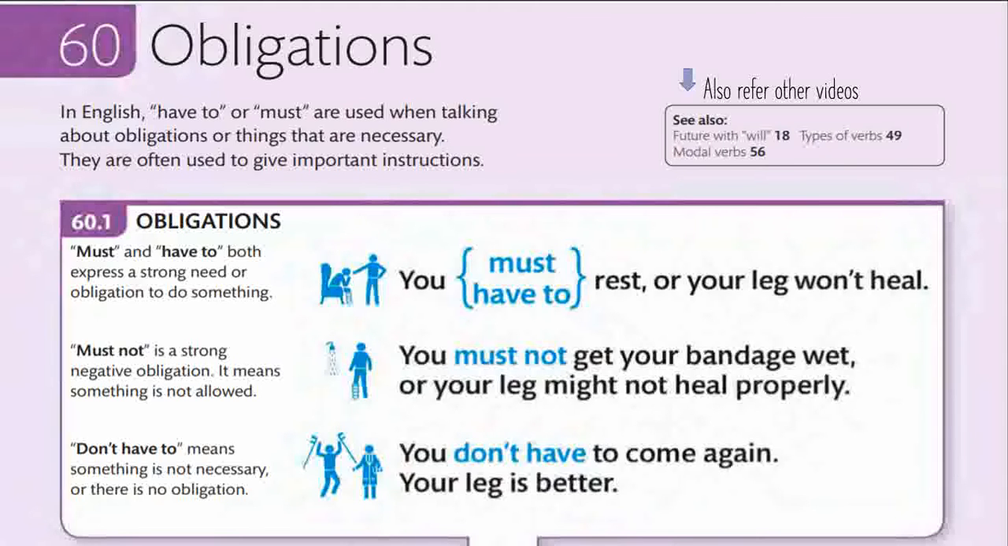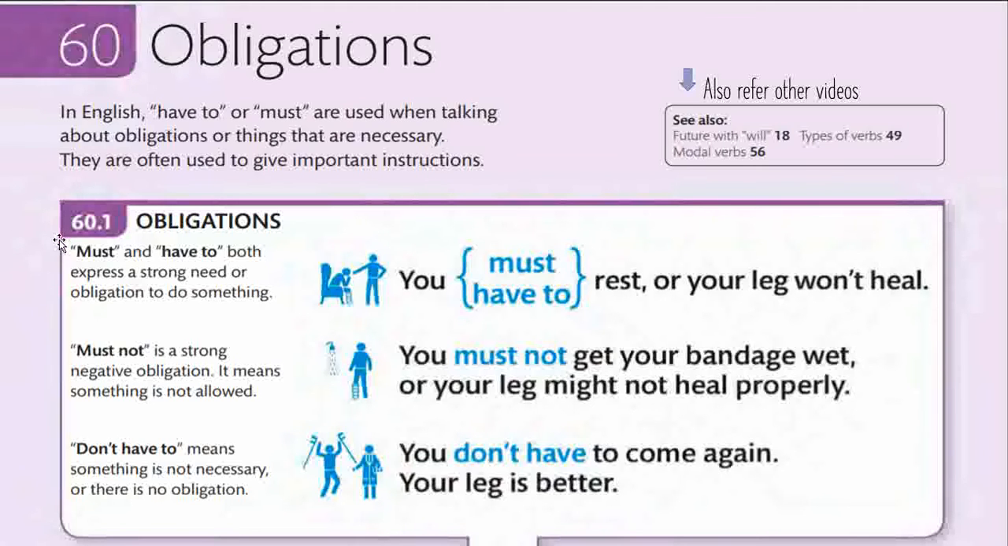Obligations. In English, have to or must are used when talking about obligations or things that are necessary. They are often used to give important instructions regarding the course of the duty that one is supposed to do.